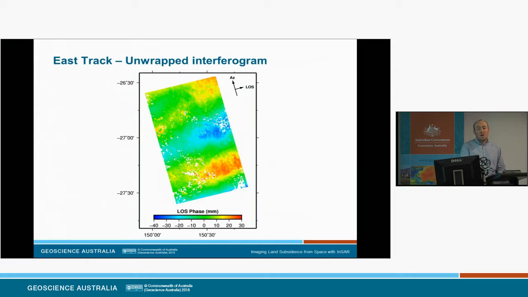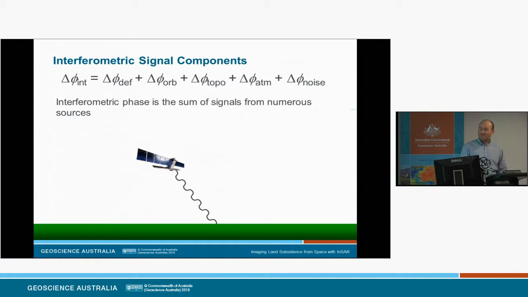So this is what one of the unwrapped interferograms looks like for the eastern track. And the only thing you can really see in this interferogram is these signals, which cover a large part of the interferogram and have a magnitude of at least 7 centimetres in the line of sight. These are pretty large signals, and what I'm going to tell you is these aren't deformation, thank God. The interferogram itself is the summation of lots of signal components, and deformation is only one of those components.